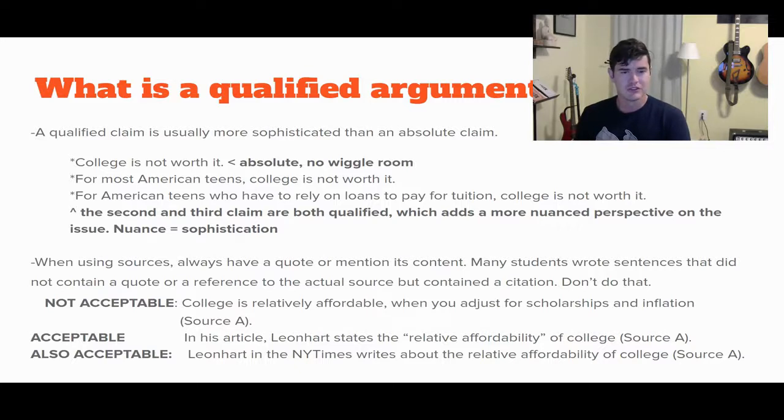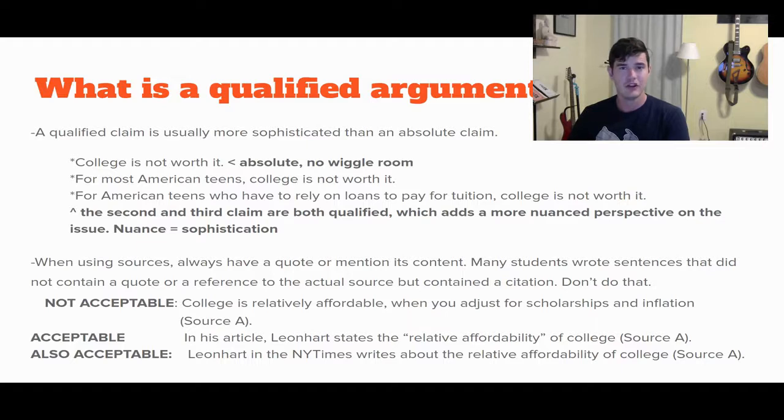So when using sources, always have a quote or mention its content. Okay, and I'm borrowing these notes from my review of A Timed Write. So the thought process of this is, when you're writing your essay, you need to reference the source or the content of the source. You can't just say something and then put the source after it and expect the person scoring it to understand your logic. You need to say, "As seen in source A, the price of college continues to rise exponentially over the past two decades," right?